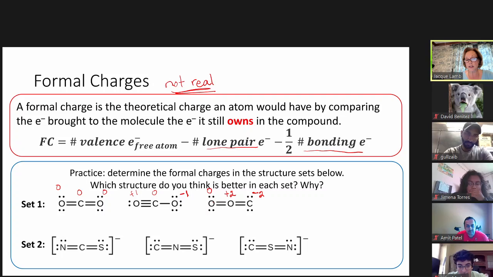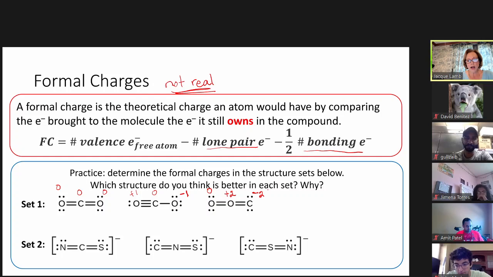There are basically 2 rules on what makes a structure stable, or let's say what makes a structure more reasonable. This structure is very different because you have a different bonding order for the atoms. But the first 2 are essentially the same molecule. It's just where those bonding pairs are.